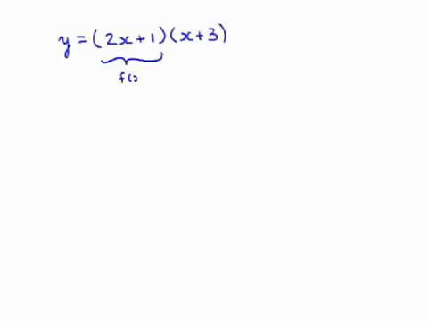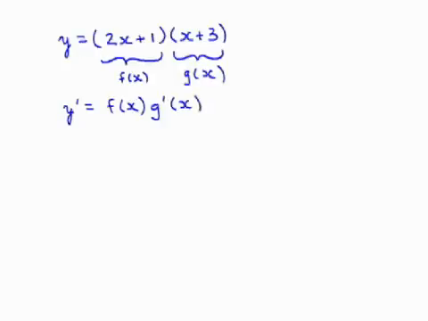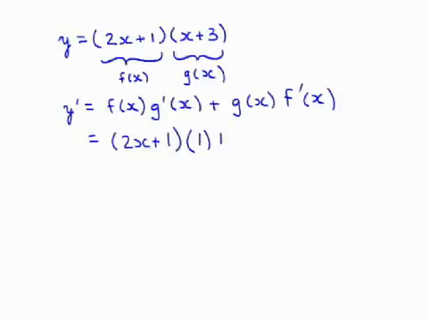The product rule states that y prime is equal to f of x times g prime of x plus g of x times f prime of x. So what we have to do is take our function and define what f of x and g of x are. We're going to let f of x represent the 2x plus 1, and g of x will represent the x plus 3.